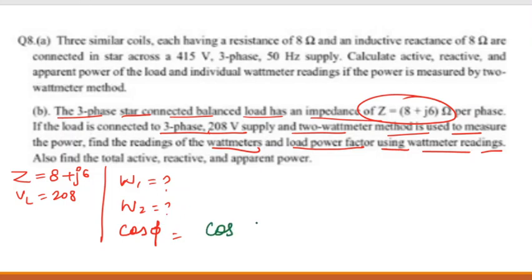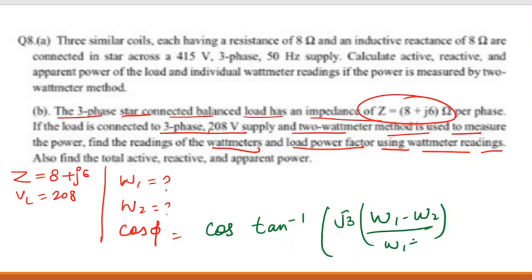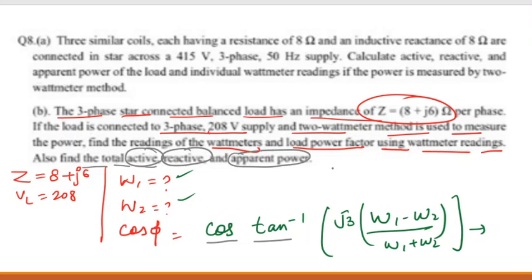Cos of tan inverse root 3 (W1 minus W2) divided by (W1 plus W2). This formula is given in your handbook also. If you get the value of W1 and W2, then you will be able to get the value for cos phi also. Also find the total active power, reactive power and apparent power. We need to calculate P, Q and S.